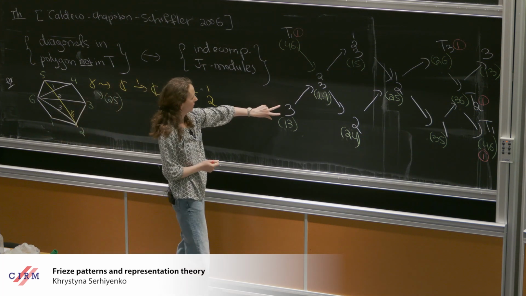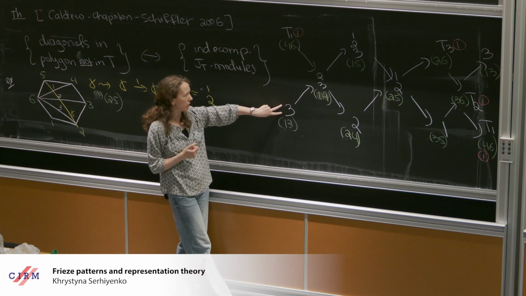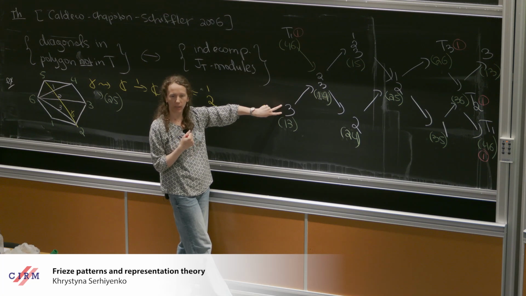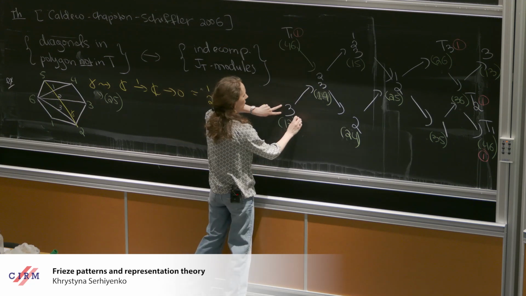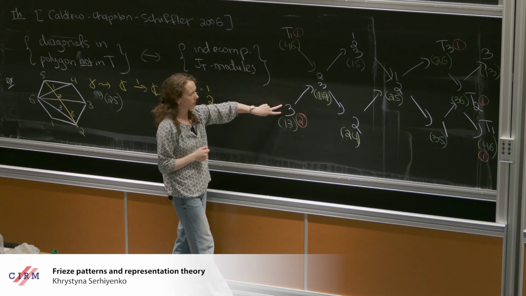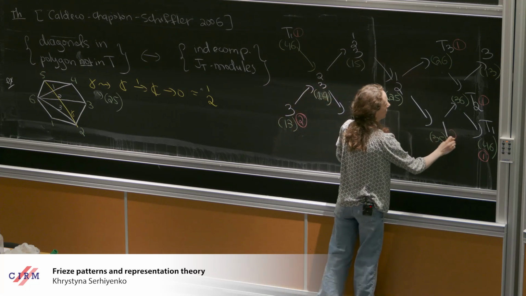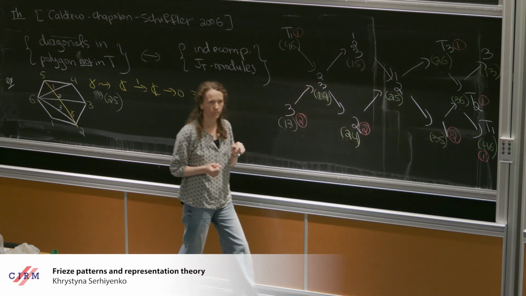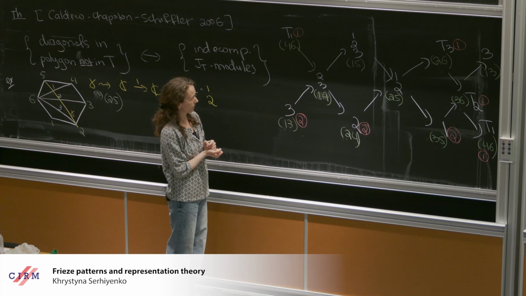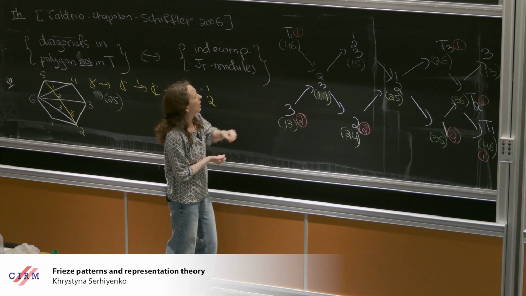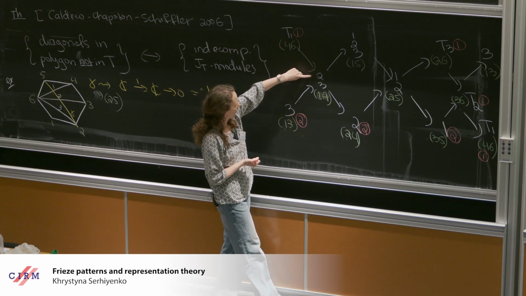So the representation 3 is one-dimensional at vertex 3. If you think of submodules, you have the 0 submodule and itself. It is a simple representation, so this has 2 submodules. Similarly, this one has 2 submodules, and this one has 2 submodules. Okay?